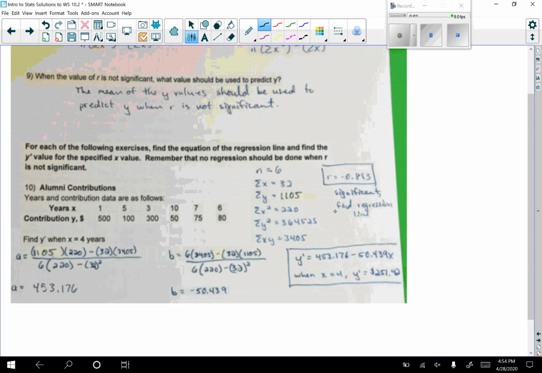So now that we have our equation written out right here, now all we have to do is substitute in 4 for x, and then we get the y value when x is 4.